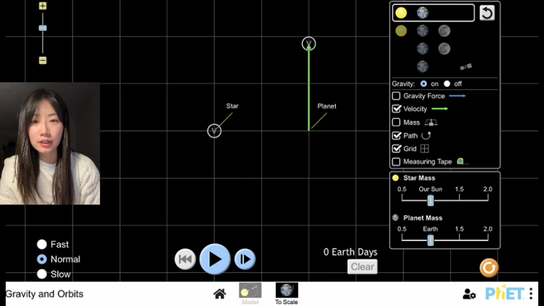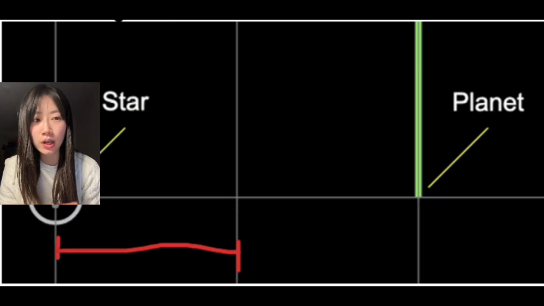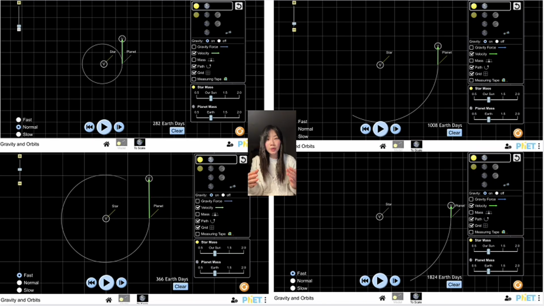For question 11, since the distance between the Earth and the Sun is 1 AU, in this simulation, this distance spans two great squares, so the red line, which covers one square, represents half AU. Here we can see the screenshots of 4 simulations showing how a planet's orbital period changes with distance.